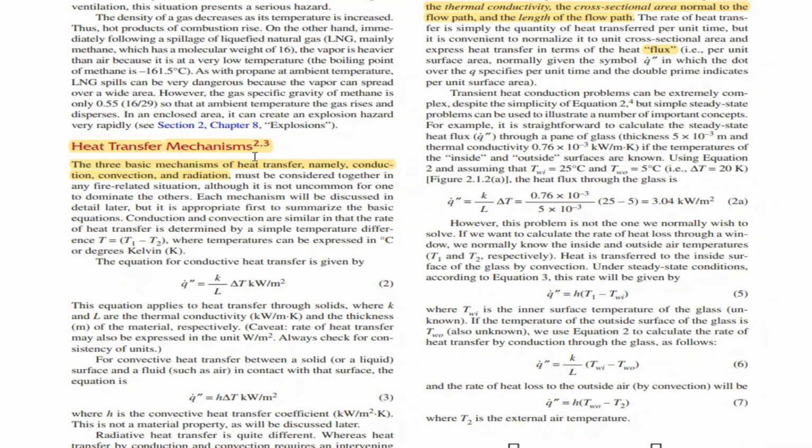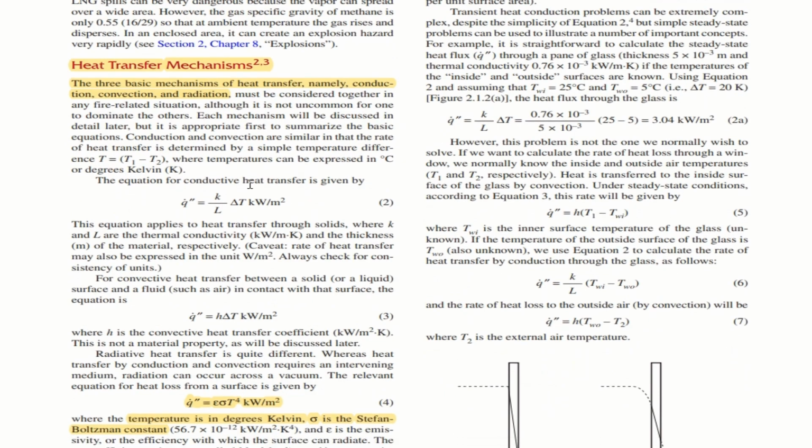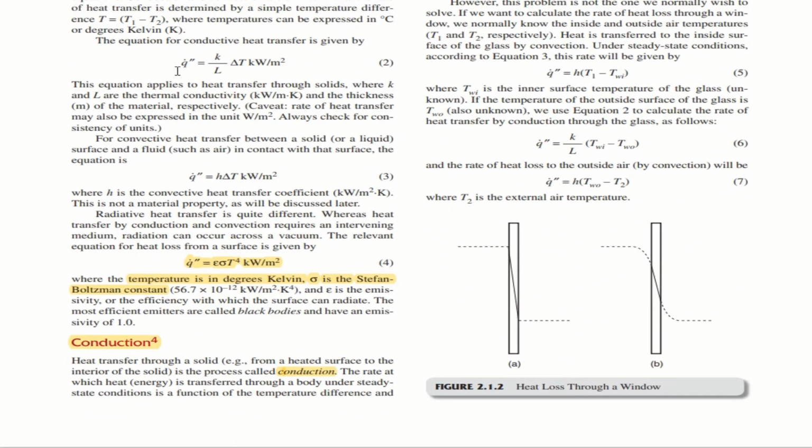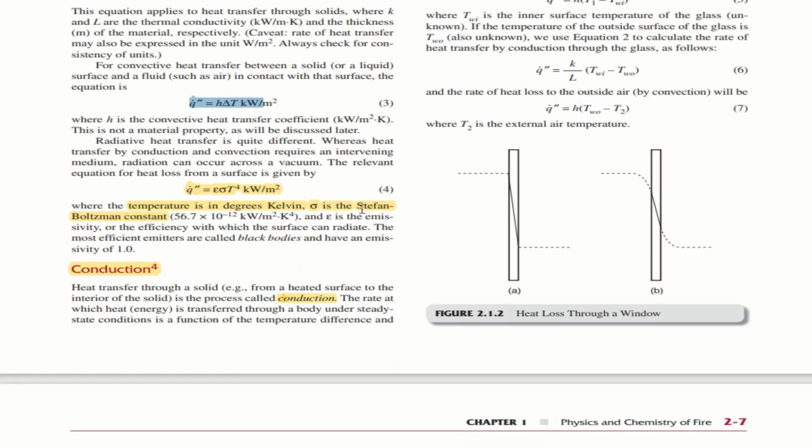Heat transfer mechanisms are there, we already discussed before. There are three basic mechanisms of heat transfer, namely conduction, convection and radiation. These equations are also very important. You can just go through these equations. I have highlighted one equation which is the Stefan-Boltzmann constant. This formula is for the Stefan-Boltzmann constant. This might be asked in your examination.